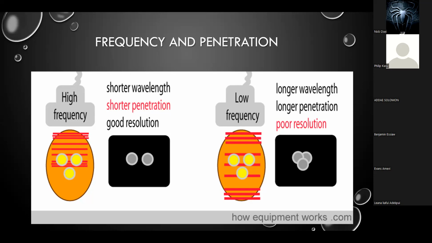So a high frequency wave will have a short wavelength, and therefore it can penetrate deep into tissues, or into very deep tissues. However, it will have good resolution. And it's the opposite that is true for low frequency sound waves. So a low frequency wave, like 3 megahertz for instance, will have a longer wavelength and a longer penetration, however, may have poor resolution. I hope that is clear.